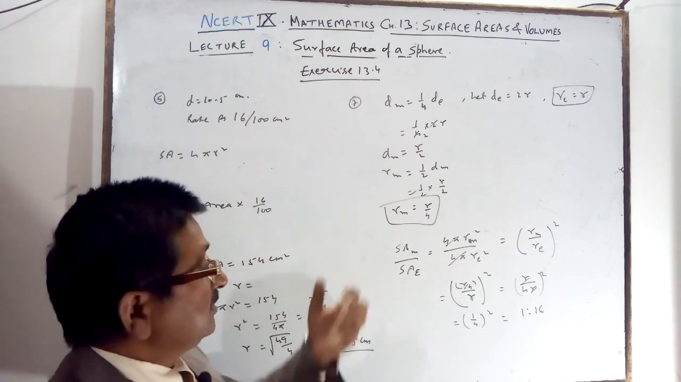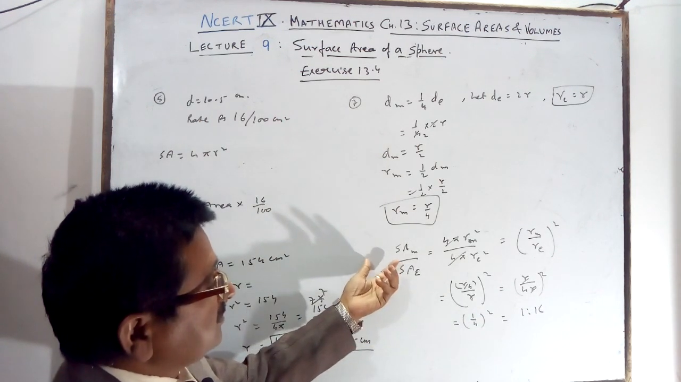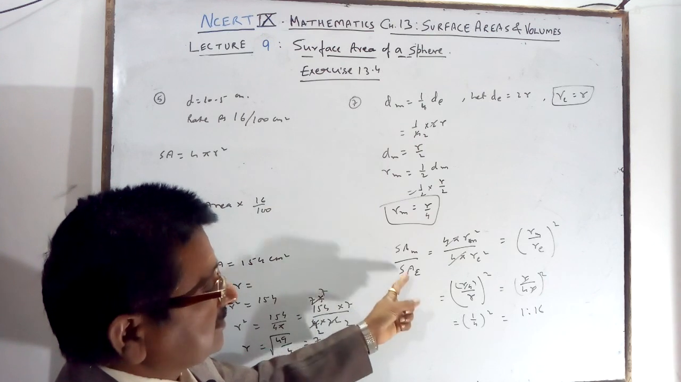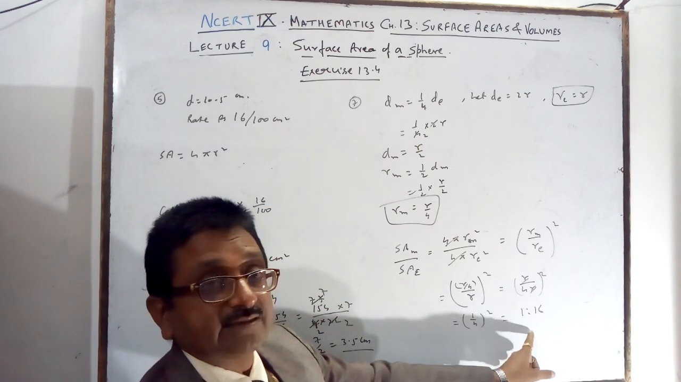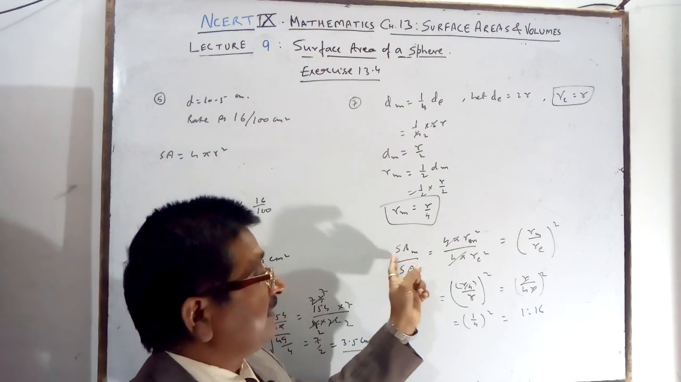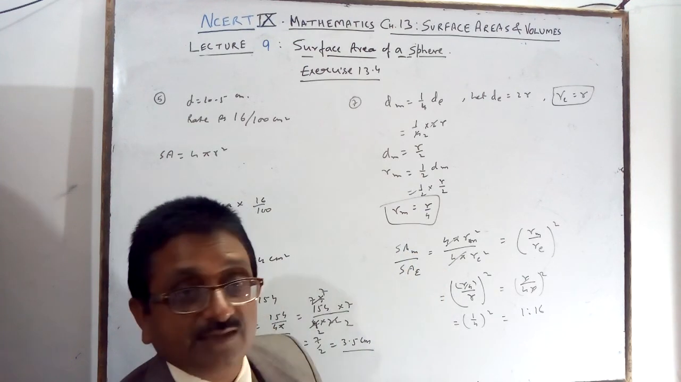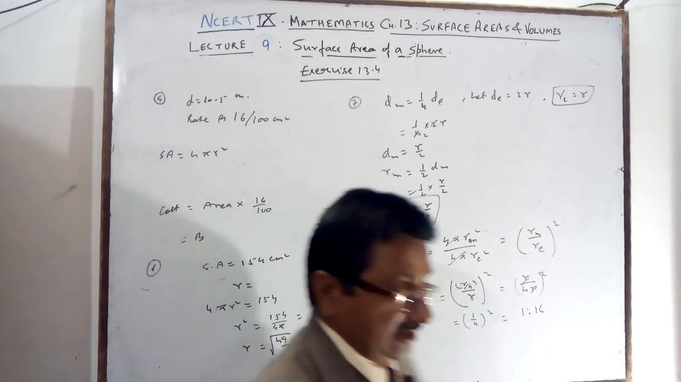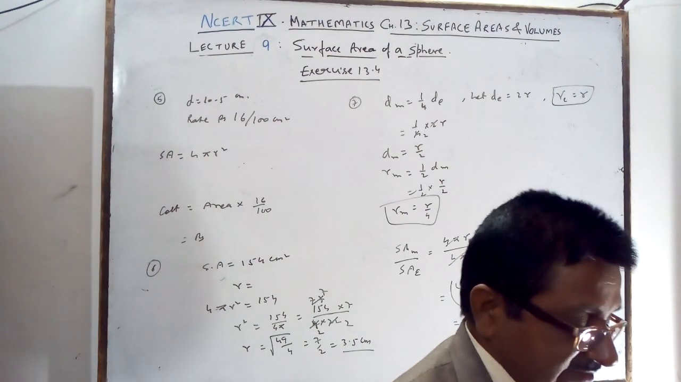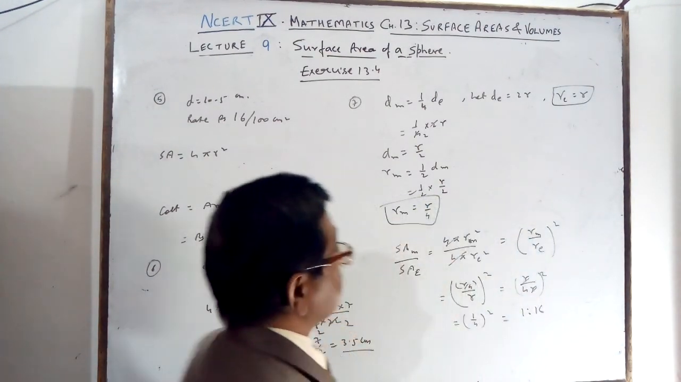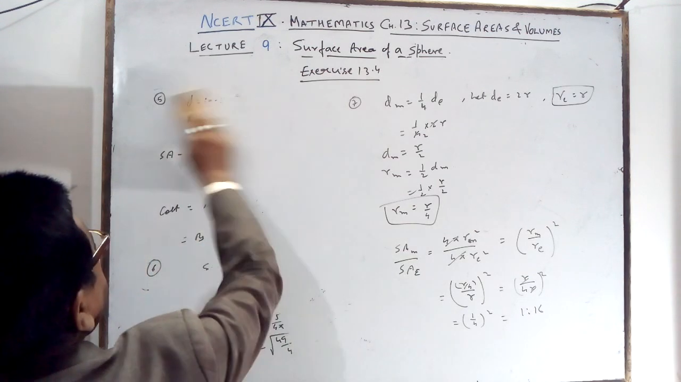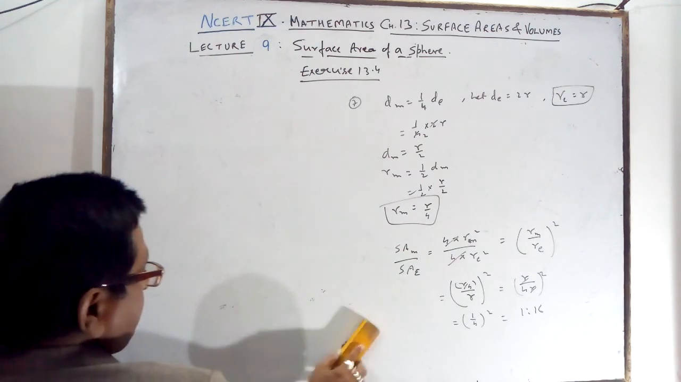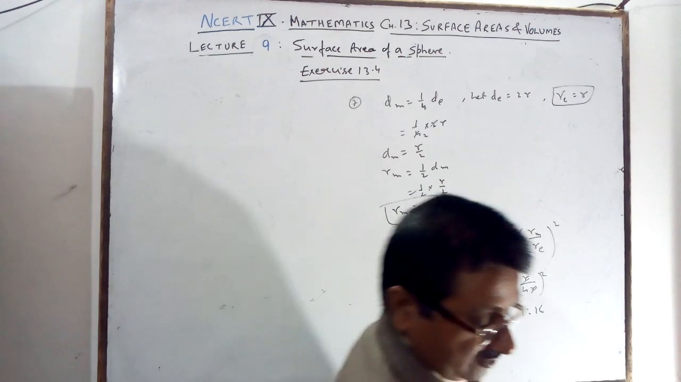1:16 is the surface area of the moon is 1/16 of surface area of the earth. Or you can say 16 times of the moon is the surface area of the earth. 16 times greater. Which area? Surface area of the earth is 16 times greater than the surface area of the moon. Question number 8. In the question number 8, what will you get?